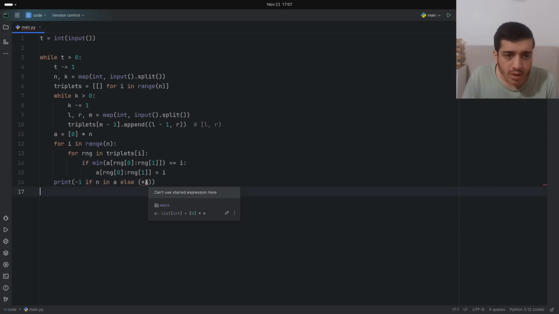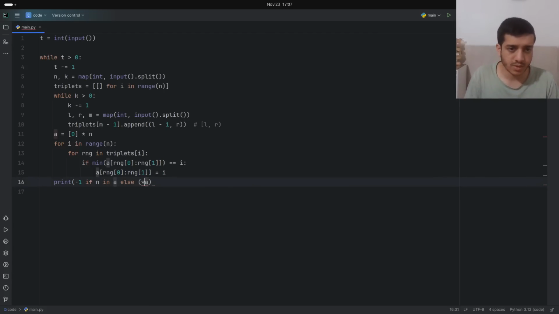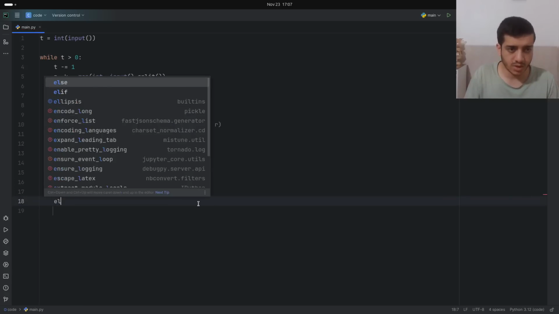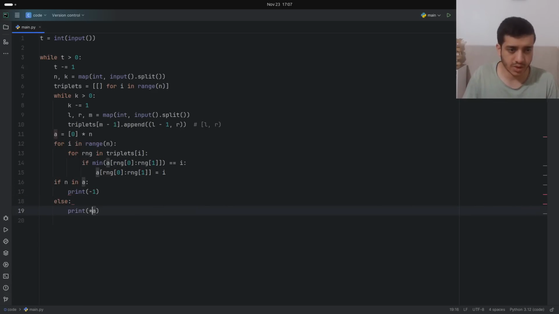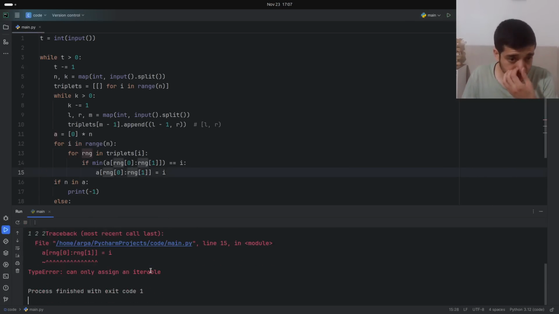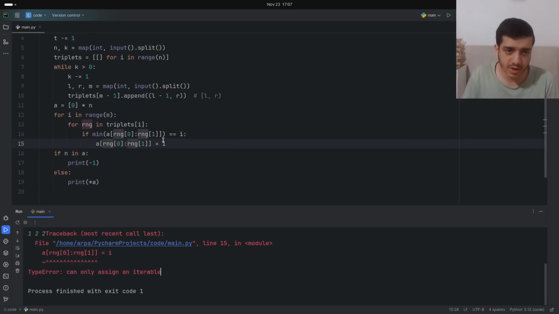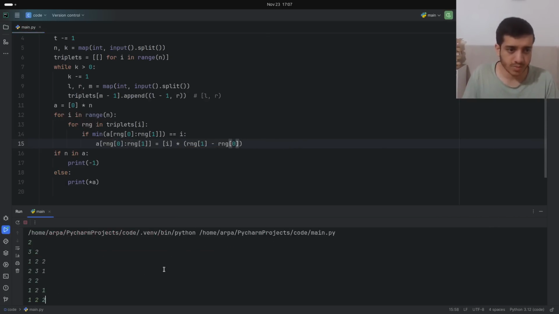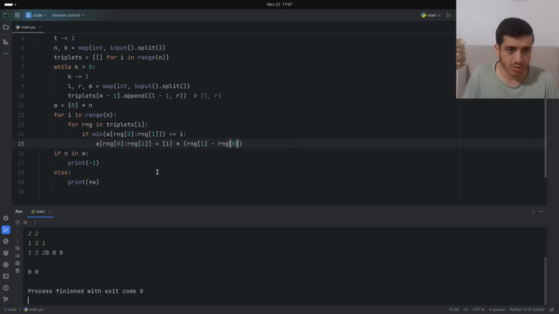Why? Okay. If n in A, print -1, else print star. Okay, it can't work. i times range of 1 minus range of 0, 0, 0, 0. Okay.